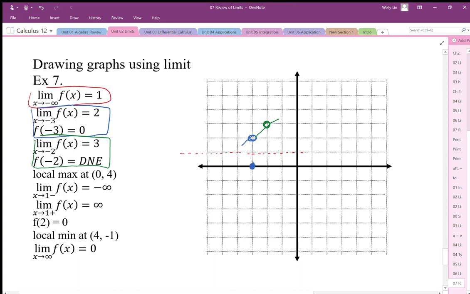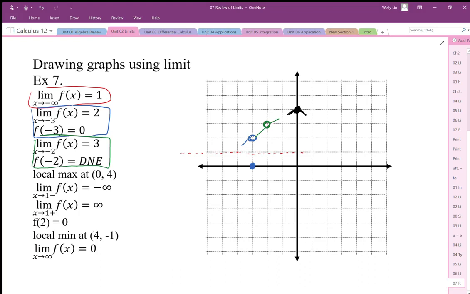All right, so then we move on to the local max. There's the local max at 0, 4. So there's going to be a local max there. That's a coordinate that's defined, and we know that's a maximum. So I'm just going to put a little maximum curve there.